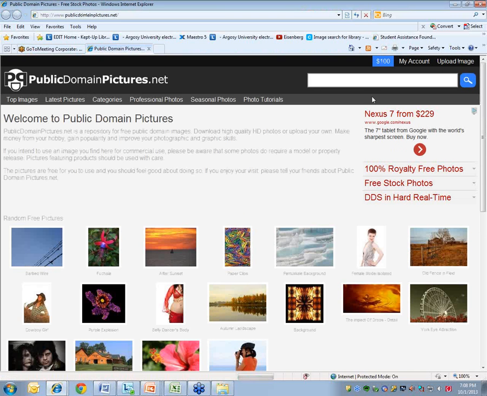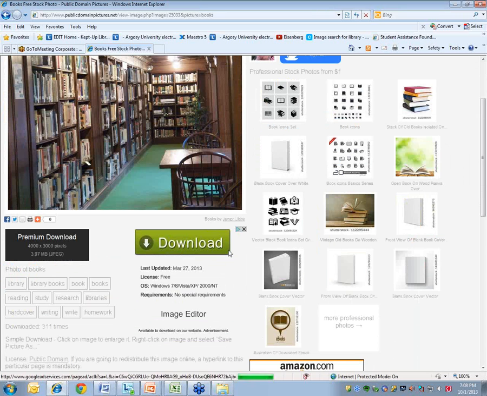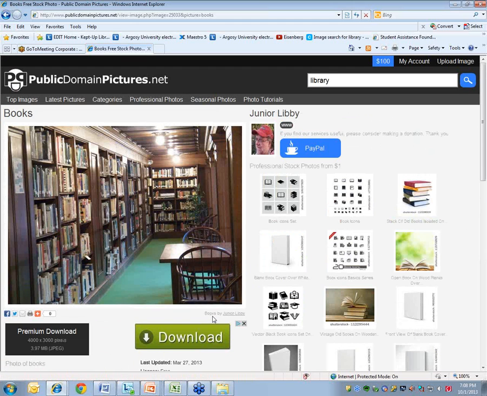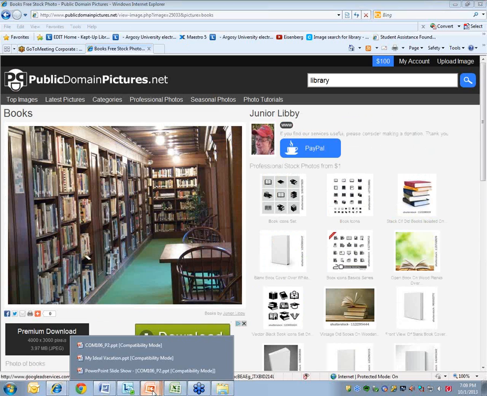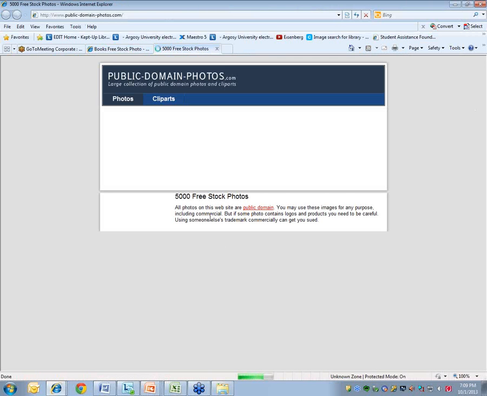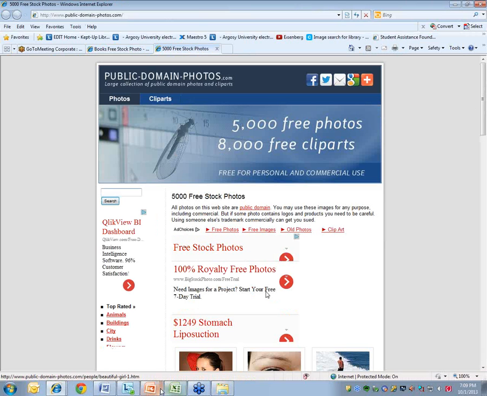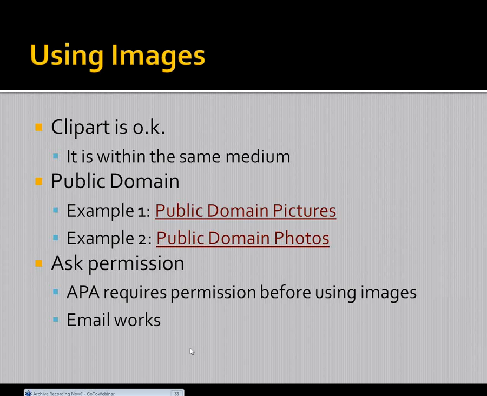So here's one, public domain pictures. So we might do library and get some different pictures. They're easy to cite specifically because I believe this is the title, and then this is the person who took the picture. So for APA, what we have is a title of the picture, the person's name, and then the URL where we could find that picture. And then there's another one, public domain photos. They're both very good. I'm sure you could find different stock images that are useful for your presentations.